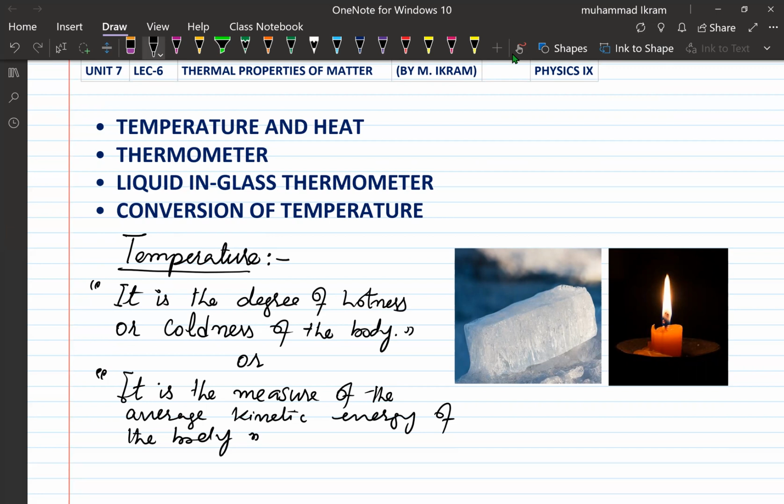To get the idea of temperature, let us start with some examples. In our daily life, we come across many things which we feel as hot or cold. For example, if you touch ice, you get the feeling of cold, right? And when you place your palm or finger on a flame, you get the feeling of hot. So we say that the candle flame is at a higher temperature and it is hotter. And for the ice, we say that it is at a lower temperature, and we call it cold, right?